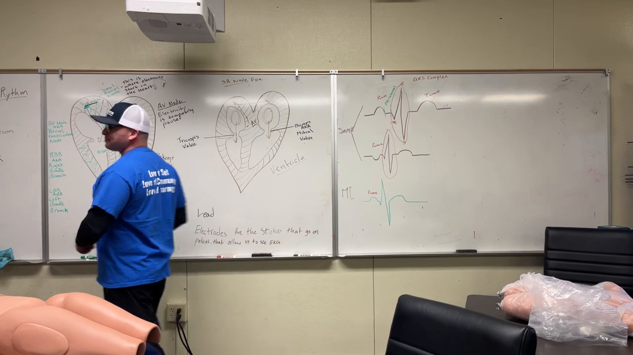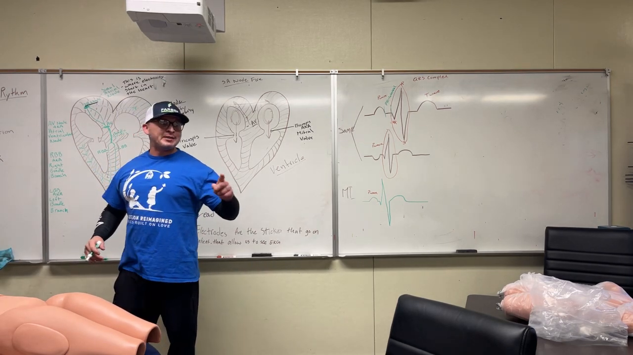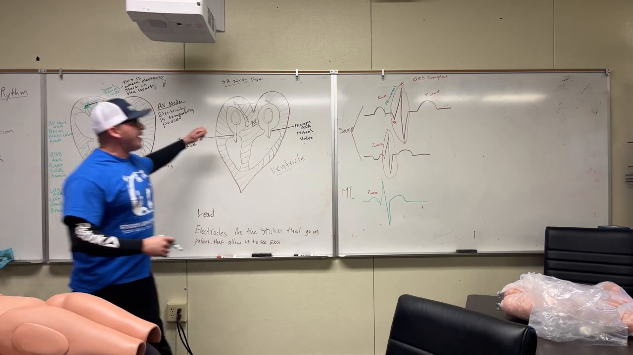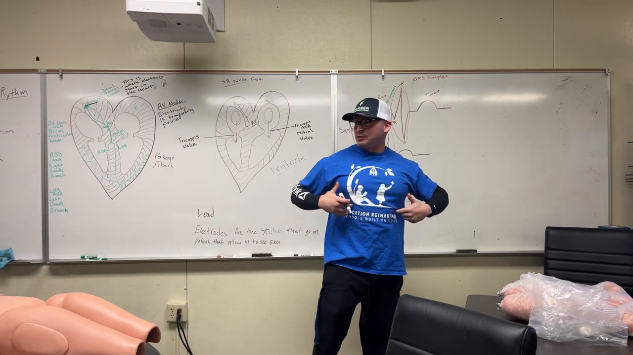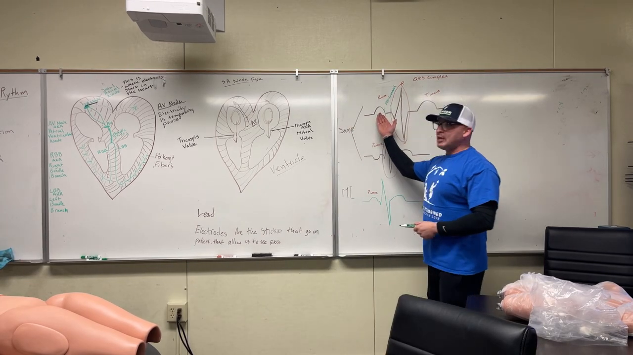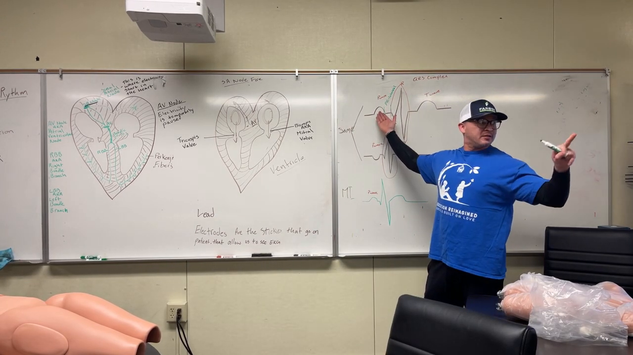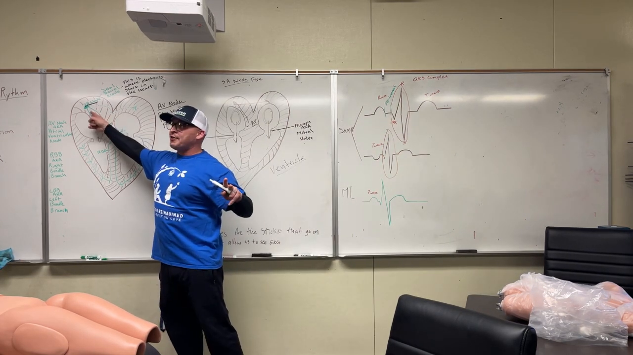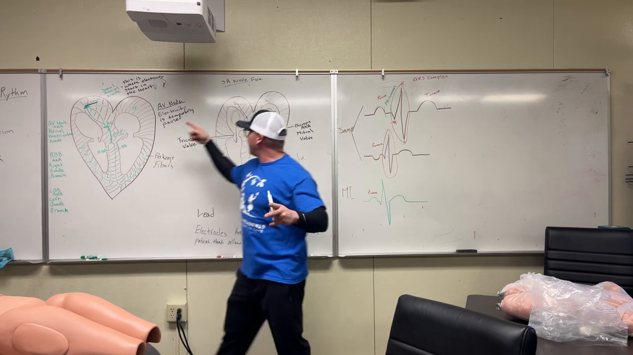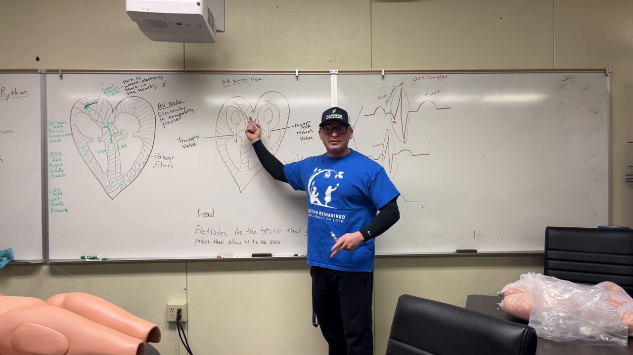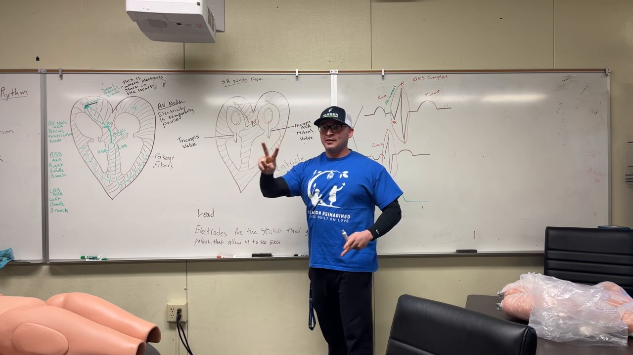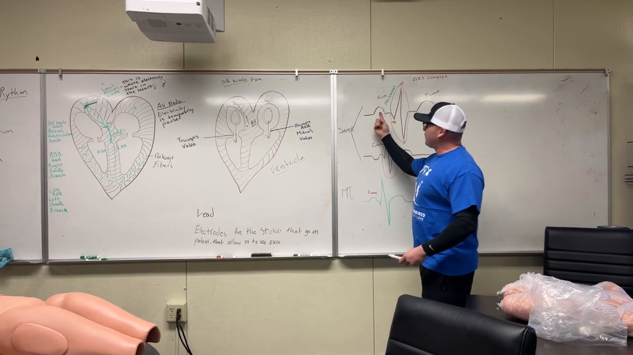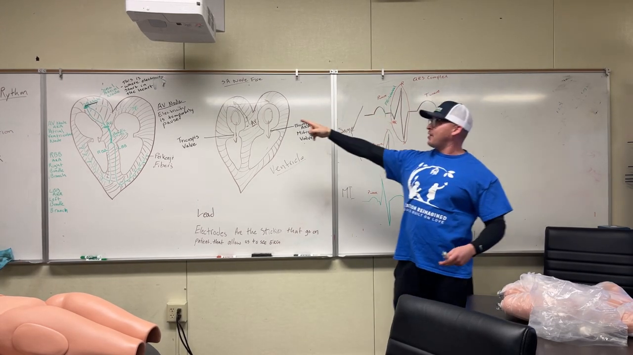So every time this SA node fires off, bam, goes across, it's gonna be picked up by the electrodes, and you're gonna have the P wave. This P wave means two things. One, SA node fired, bam. And two, what does that electricity make the heart do, the atriums? Contract. Because the electricity makes the mechanical part, right? That's easy.